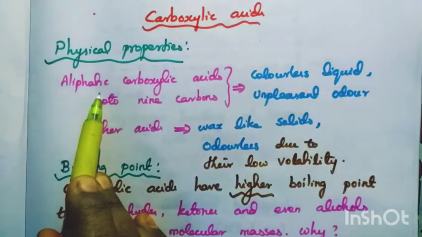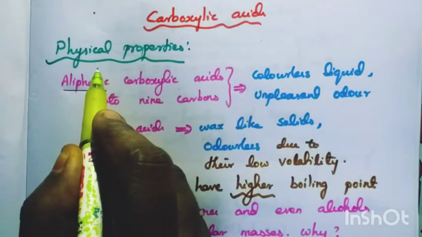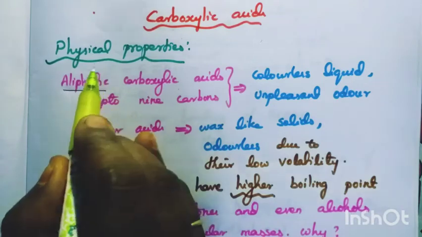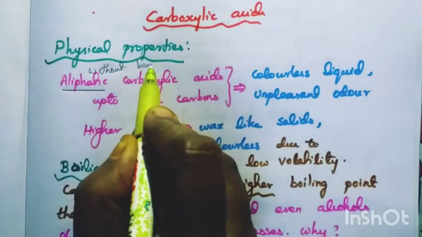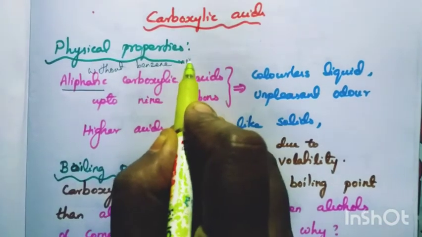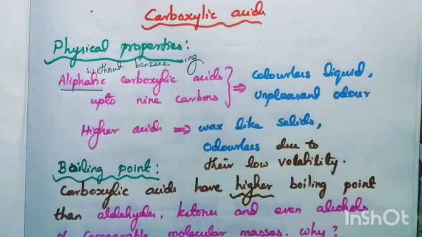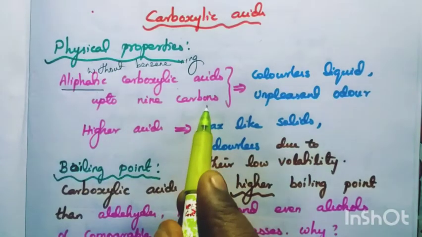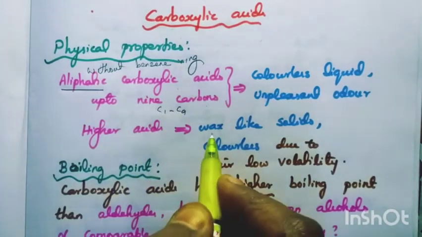So first, aliphatic carboxylic acid. What is aliphatic? Aliphatic means a compound without a benzene ring. A compound without a benzene ring is called an aliphatic carboxylic acid. That means lower aliphatic acids, that is up to 9 carbons, C1 to C9.